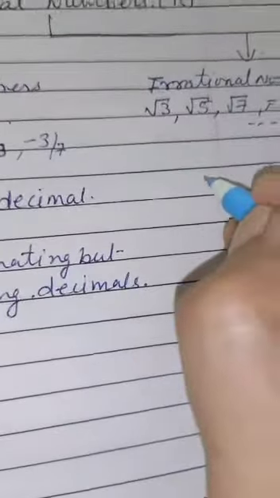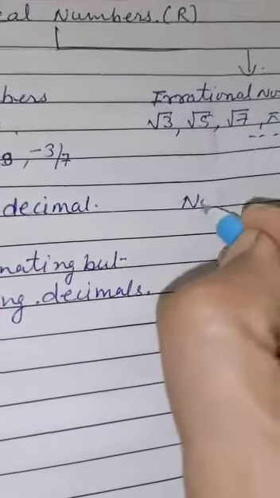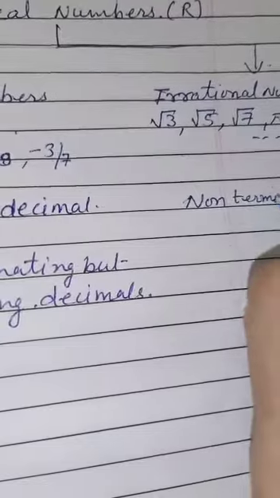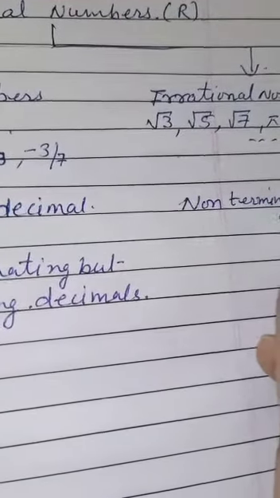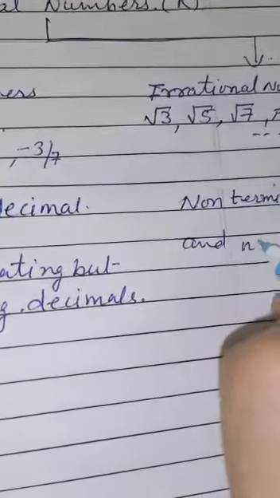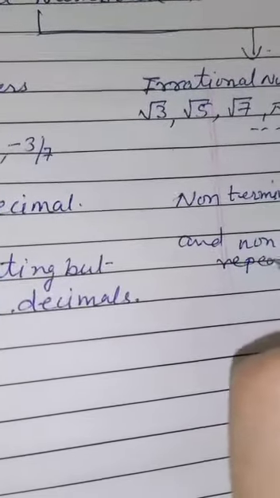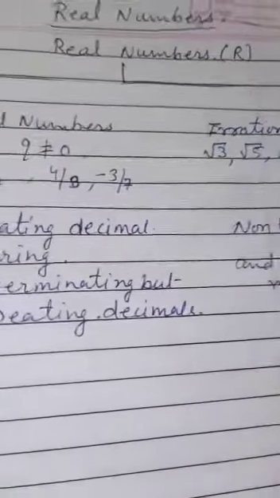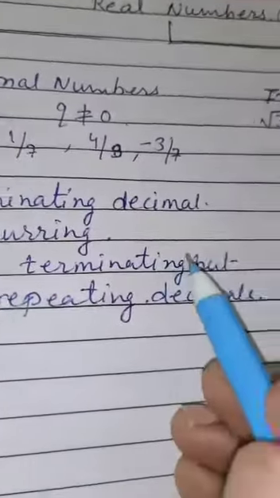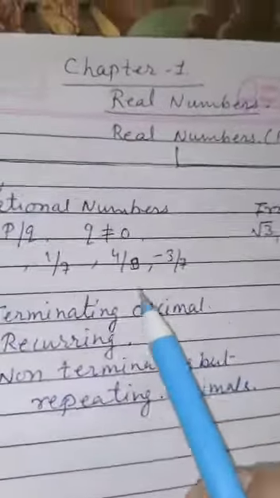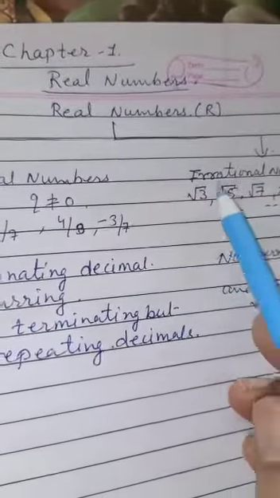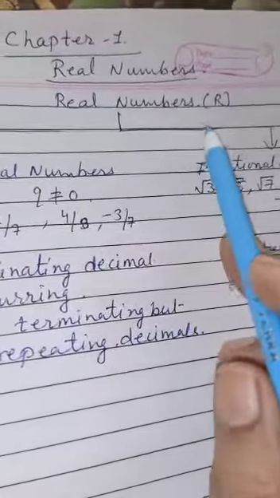Whereas in case of irrational numbers, the decimal expansion of these numbers is non-terminating and non-repeating also. Okay, see here we are getting non-terminating but repeating, and in case of irrational numbers, non-terminating and non-repeating. So the set of rational numbers and irrational numbers is called real numbers.